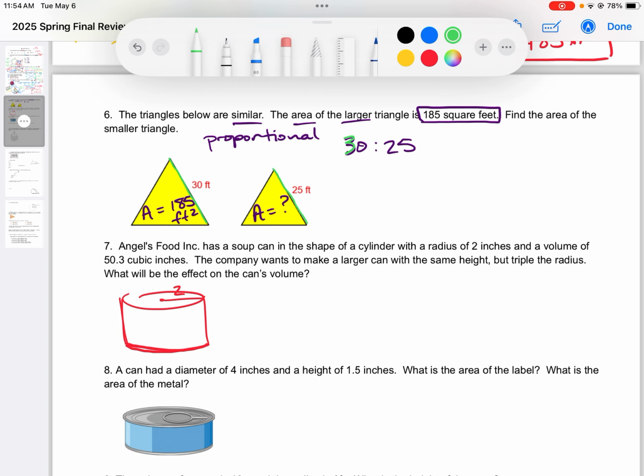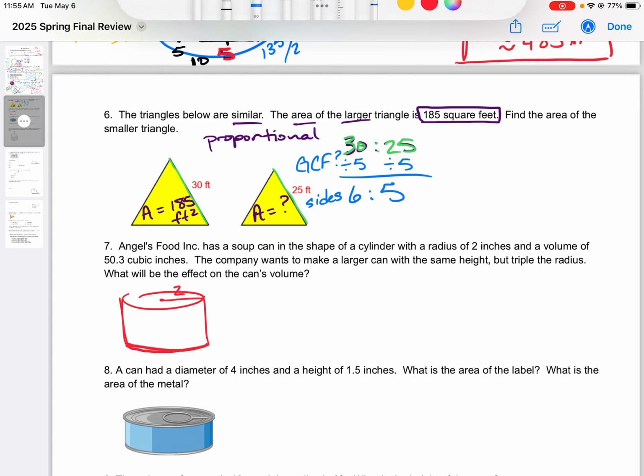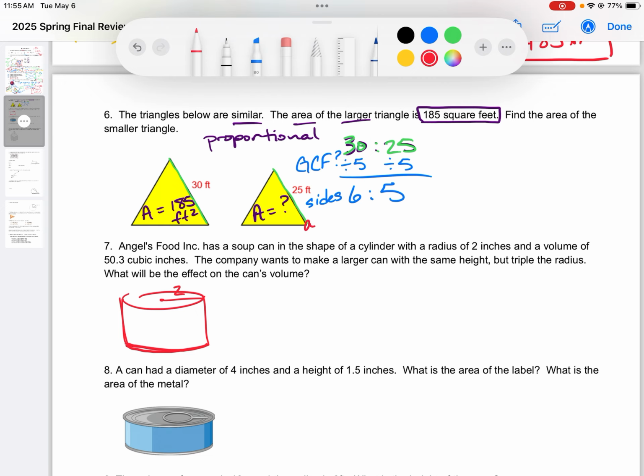So these two triangles have sides that are 30 and 25, and I can set those up in a 30 to 25 ratio. And then what you would want to see is, is there a GCF? Can these be reduced? 30 to 25, both numbers can be divided by 5. That's the biggest number they can both be divided by. 30 divided by 5 is 6, and 25 divided by 5 is 5. So for their sides, these actually have a 6:5 ratio.